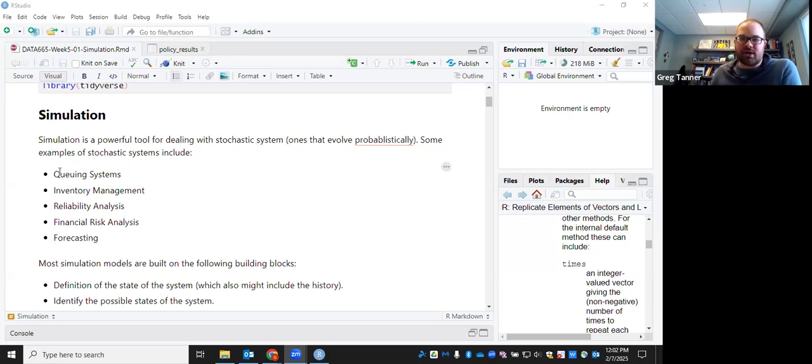Some examples of stochastic systems that we'd like to model in operations research include queuing systems, which we'll also talk about this week, and inventory management. Uncertain demand from day to day, and how do you keep enough stock on hand to meet those demands without carrying a bunch of extra stock that incurs extra costs.